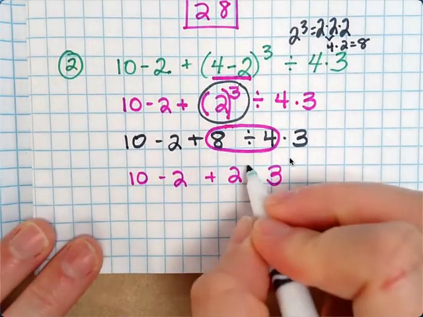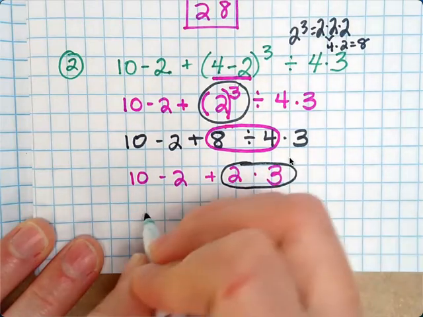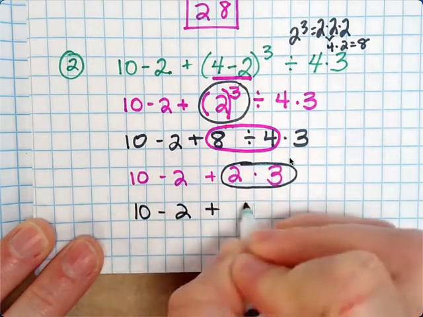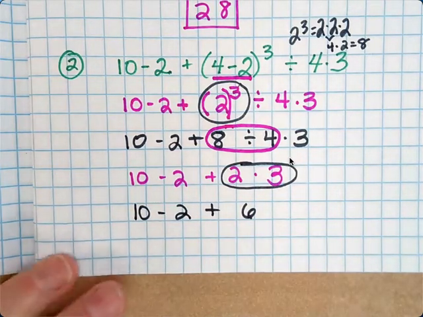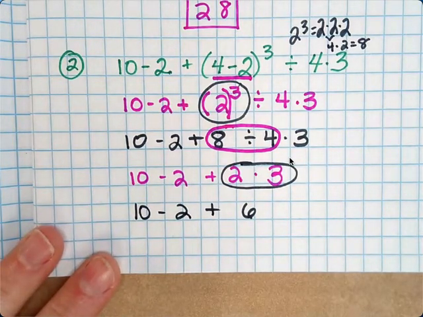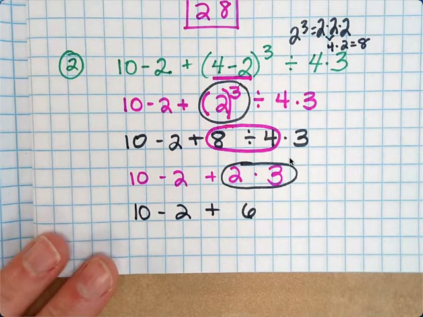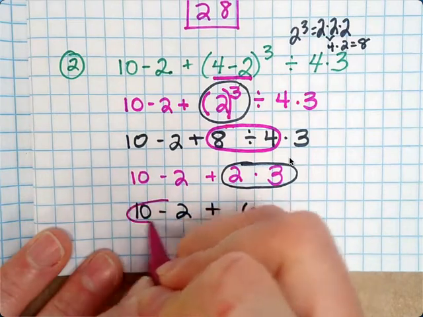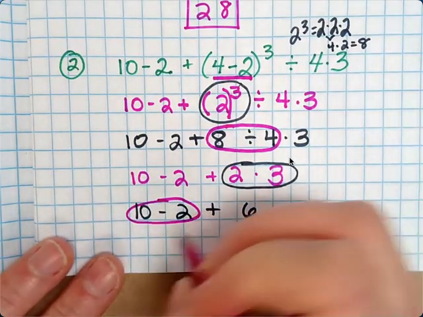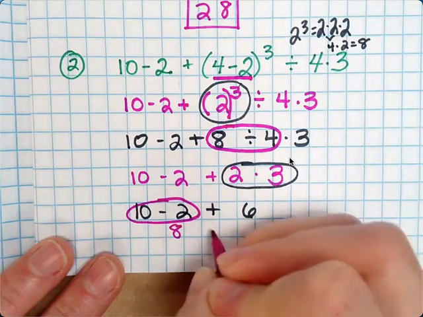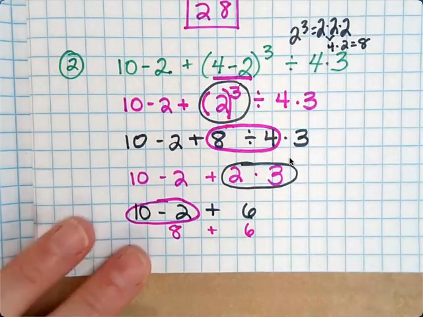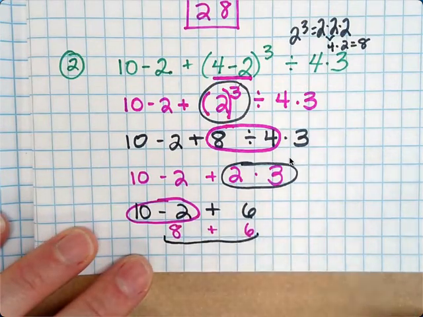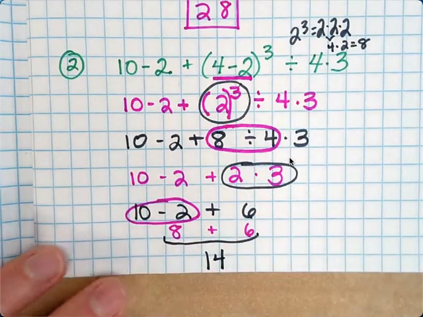So we will multiply now the 2 times the 3. And then add and subtract from left to right. So which one appears first? Subtract 10 minus 2. 8. And then we still carry down the rest of it. And then our last step is just adding 8 plus 6, 14. Awesome.